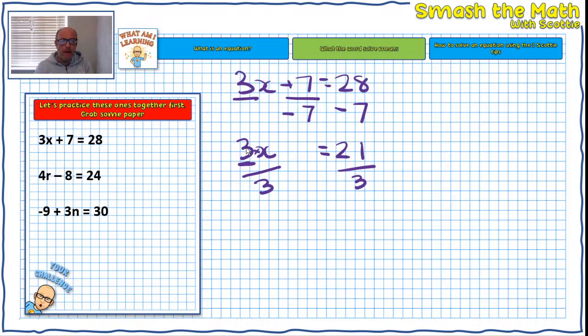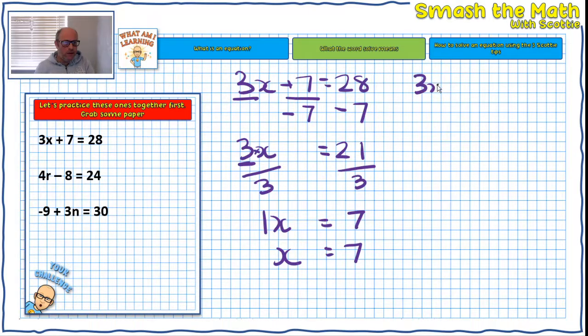So 3 divided by 3, or how many 3's are in 3, is 1, x. And then 21 divided by 3, or how many 3's are in 21, if we did our 3 times table, is 7. And I can write that out. 1x is just x, is equal to 7. Brilliant. Now I can check if I'm right.